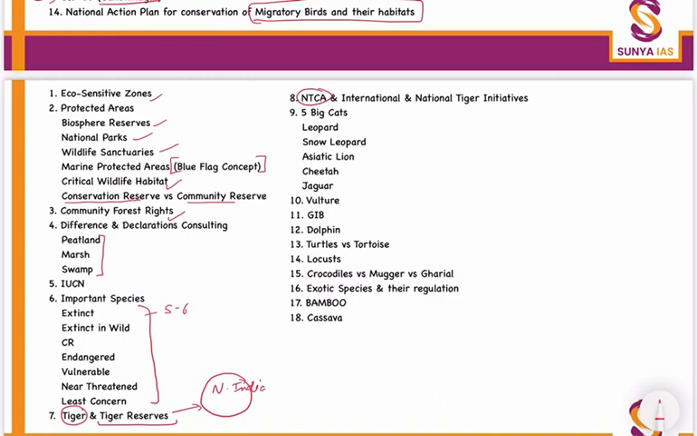Then the old students, please find 20 seconds and do mention these tiger reserves belonging to this Northeast India, which we did in the class today.